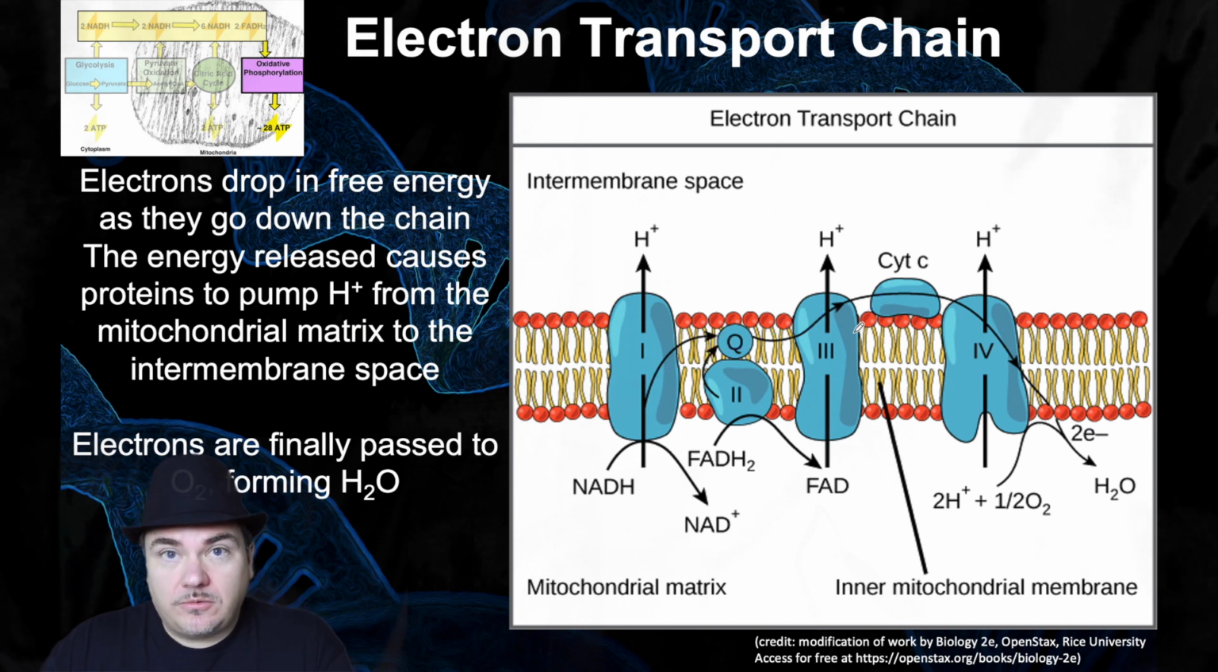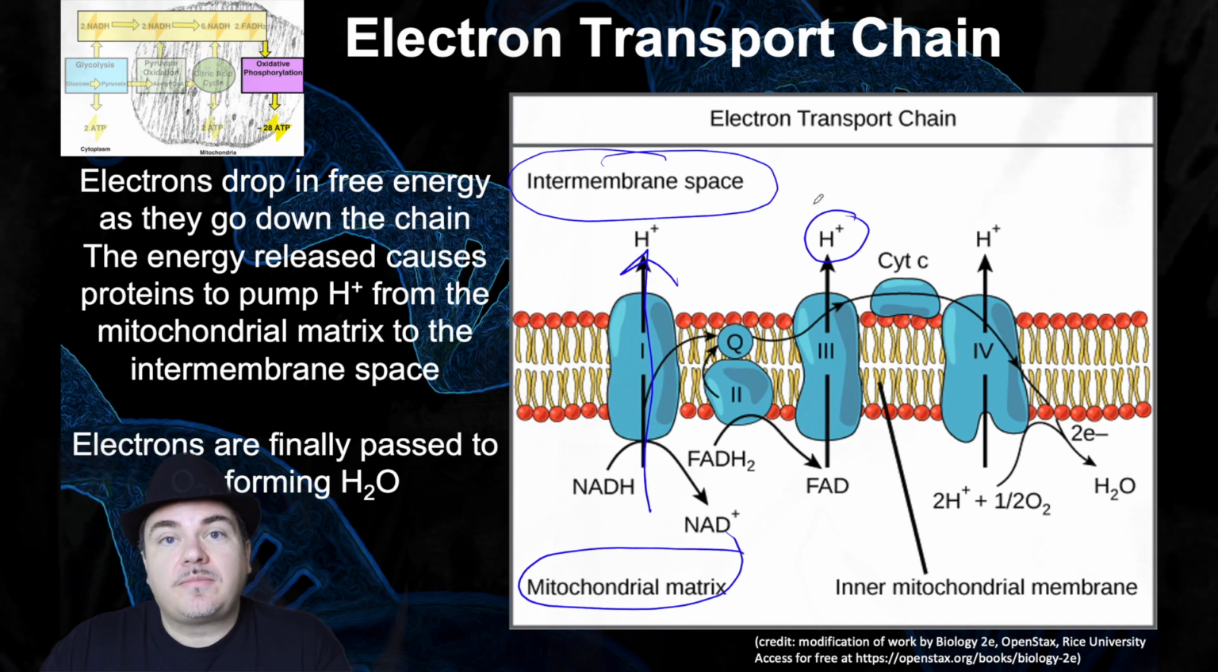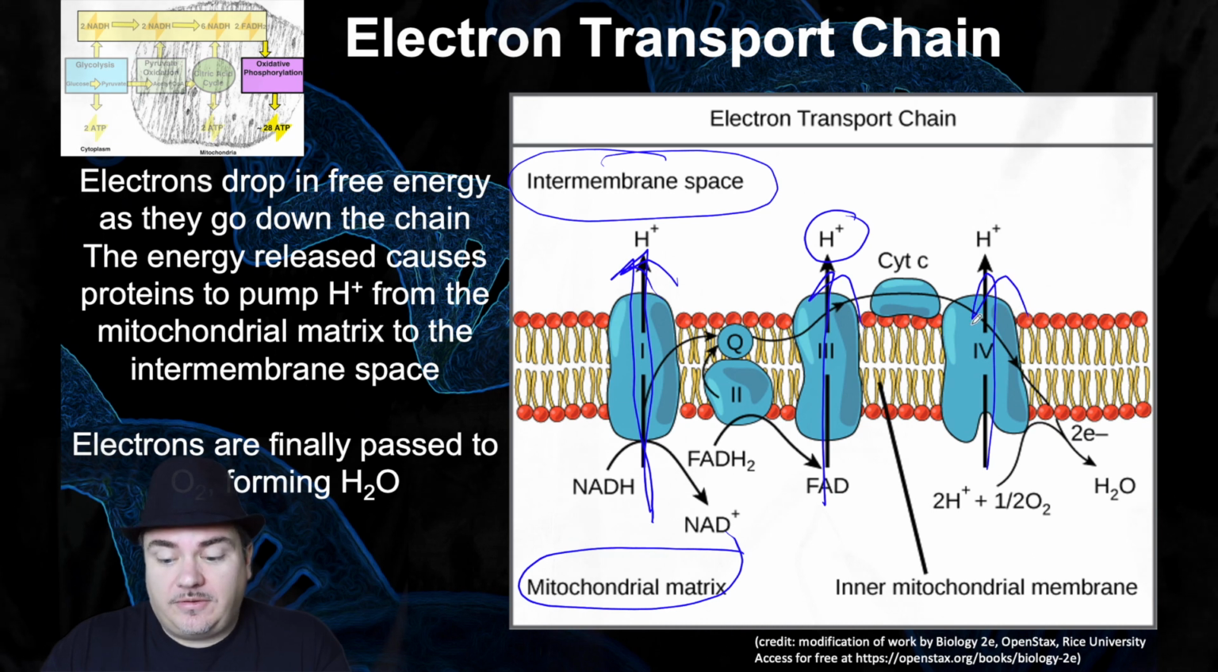That energy is going to be used, it's going to be captured, but not yet to make ATP. What the energy is going to be used for is active transport, to pump hydrogen ions, which are protons, from a low concentration in the matrix to a high concentration in the intermembrane space. So the hydrogen ions don't like that. Remember, they want to go from high concentration to low concentration. You're making them go from low to high concentration, so that requires energy. That energy is coming from these electrons.